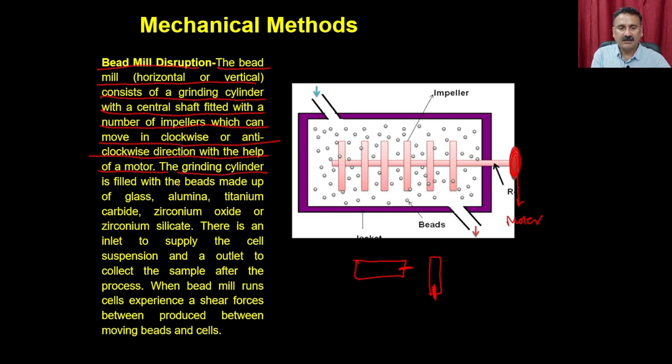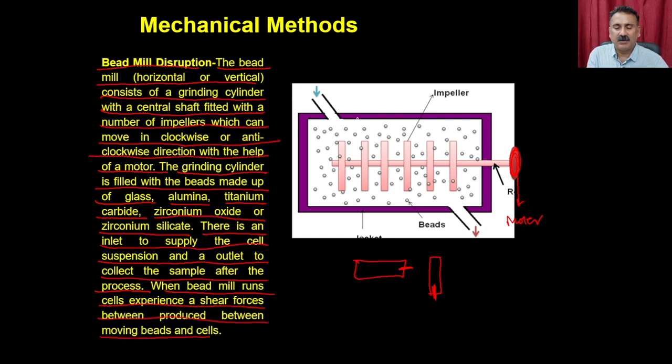The grinding cylinder is filled with beads made up of glass, alumina, titanium carbide, zirconium oxide, or zirconium silicate. There is an inlet to supply the cell suspension and an outlet to collect the sample after the process. When the bead mill runs, the cell experiences the shear stress produced between the moving beads.